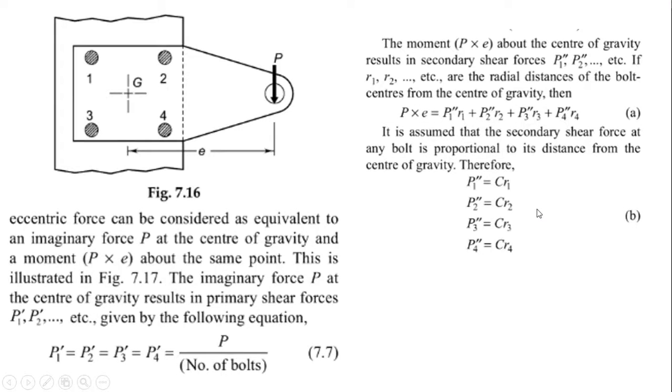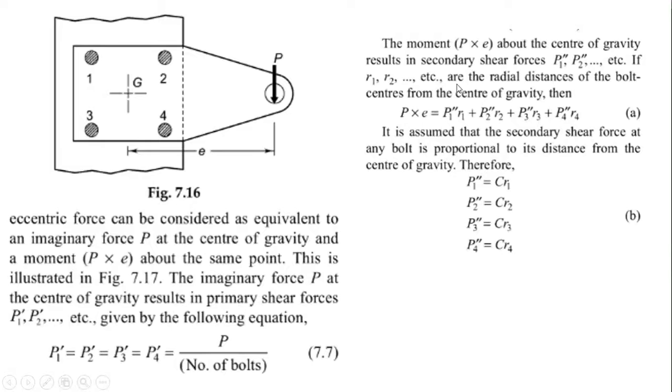Then the moment P into e about the center of gravity results in the secondary shear force. Because of this moment, we get the secondary shear force in this structure. The secondary shear forces are P1 double dash, P2 double dash, up to the number of bolts fixed in this arrangement. If R1, R2, etc., this is the force into distance.